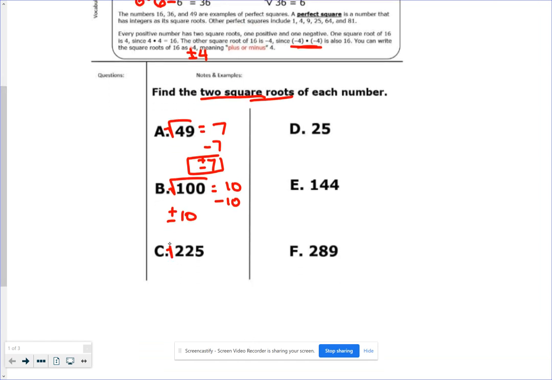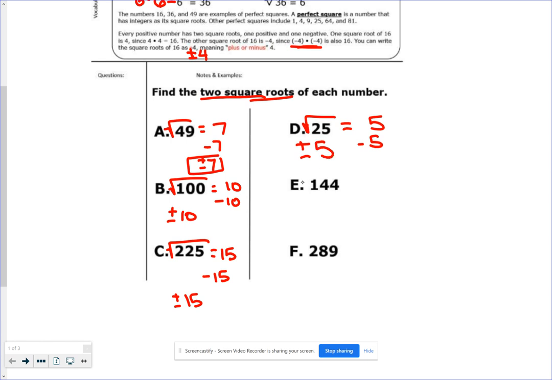Okay, well, what about 225? If you don't know, we could use our calculator. So we plug in the square root by hitting second, square, so that's the square root, and then 225, and you get 15. Now the calculator only tells us the positive one, so we have to know that negative 15 times negative 15 is also 225. So plus or minus 15. Square root of 25, what times itself will give us 25? 5, but also negative 5. So plus or minus 5.